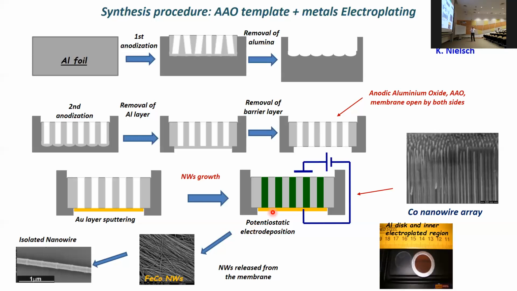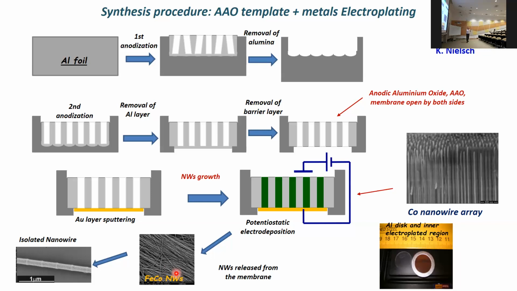Here you see an image of an array of such nanowires, in this particular case, cobalt nanowires. But in the last years, as I mentioned before, we are interested in the study of individual nanowires. Then chemically, we remove the alumina, also the gold, and we get millions of these nanowires on a surface.